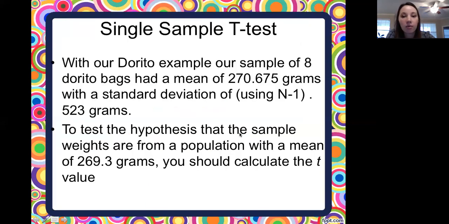So with our Dorito example, we had our 8 bags. Say we had a mean of 270.675 grams with a standard deviation of 523 grams. Again, we're using the n-1 formula for degrees of freedom. So to test that hypothesis, we're going to use our formula here. Remember that our population mean was 269.3. So this is our sample mean, this is our population mean, this is our sample standard deviation. We're going to take all that information and put it into the t formula.